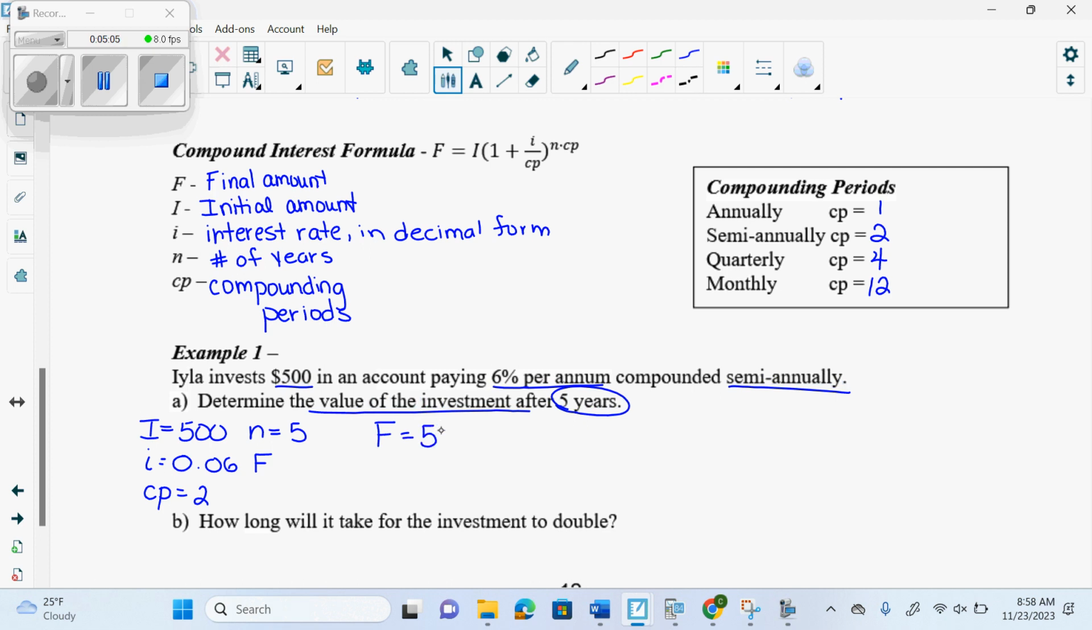The initial is 500. And then I do 1 plus my interest rate divided by CP. So 0.06 divided by 2, because I'm making 3% per compounding period. And then up here, I need the total number of compounding periods. So it's 5 times 2. It's not actually 5 compounding periods, it's 10, which makes sense. If it compounds twice a year for 5 years, that's 10 compounding periods. That's what we get as our exponent. Does that make sense, how we get that 10 up there? And our interest rate, we divide by compounding periods because it's how much interest we make for each compounding period. You can type it in just like this, or I'm going to short form it to make less typing: 1.03 to the 10.